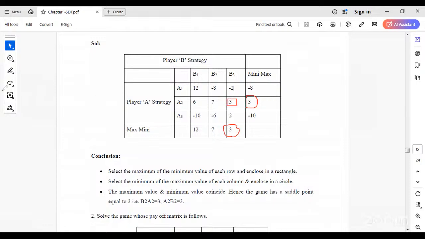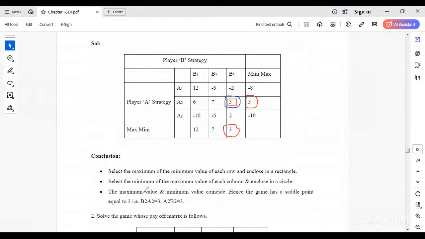Then next one, enclose one circle here, like this. Enclose one circle, so you will get it in this way. The maximum value and minimum value coincide. Hence, the game has a saddle point equal to 3.